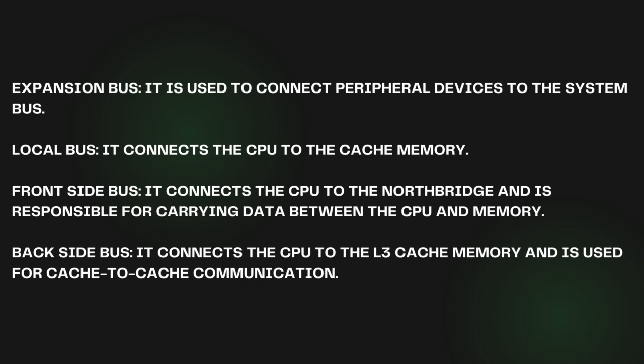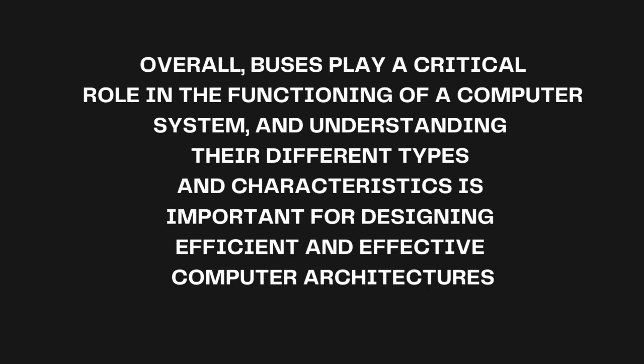Sixth, local bus. It connects the CPU to the cache memory. Seventh, front side bus. It connects the CPU to the north bridge and is responsible for carrying data between the CPU and memory. Eighth, back side bus. It connects the CPU to the L3 cache memory and is used for cache to cache communication. So overall, buses play a critical role in the functioning of computer systems, and understanding their different types and characteristics is important for designing effective computer architecture.